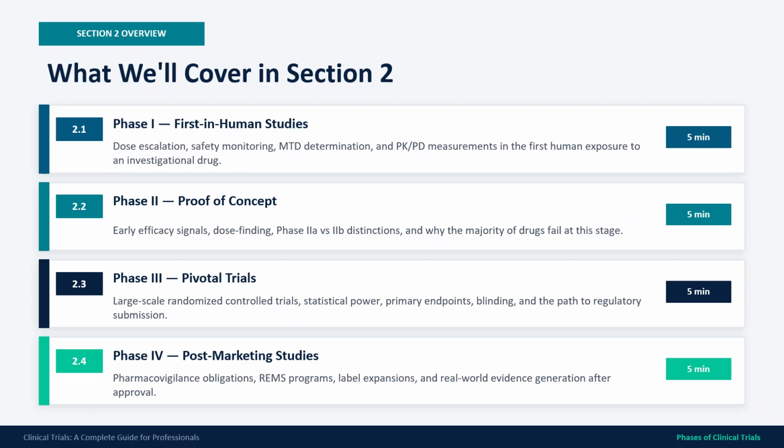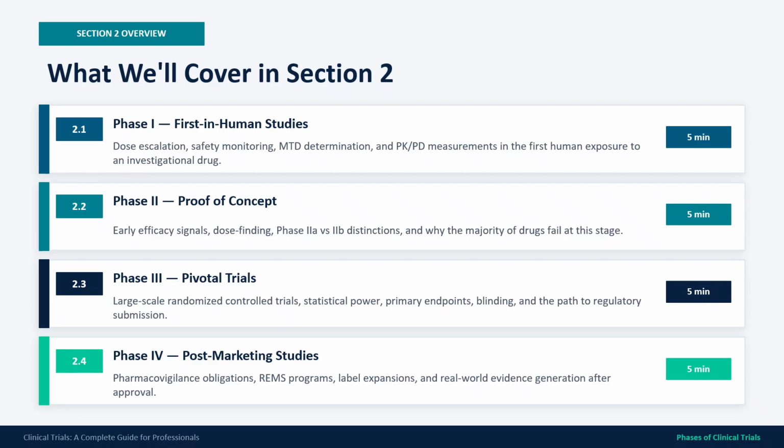Let's get started. Here is our roadmap for Section 2. 4 lessons, each approximately 5 minutes, covering one phase of clinical development. Lesson 2.1 covers Phase 1, first in human safety studies. Lesson 2.2 covers Phase 2, where we test for proof of concept in patients. Lesson 2.3 covers Phase 3, the pivotal definitive trial. And Lesson 2.4 covers Phase 4, what happens after approval.